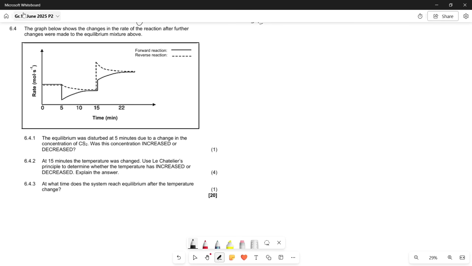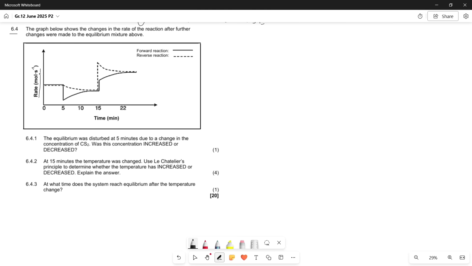Okay, cool. And then 6.4 over here says the graph below shows the changes in the rate of the reaction after further changes were made to the equilibrium mixture above. So we have our rate in mol.s to the -1 on the y-axis, our time in minutes on our x-axis, and our forward reaction is our solid line, and our reverse reaction is our dotted line.